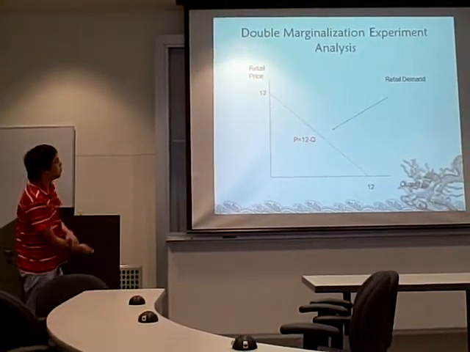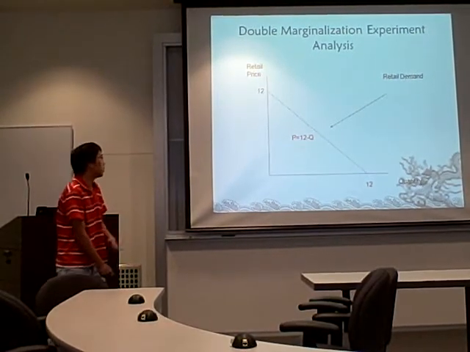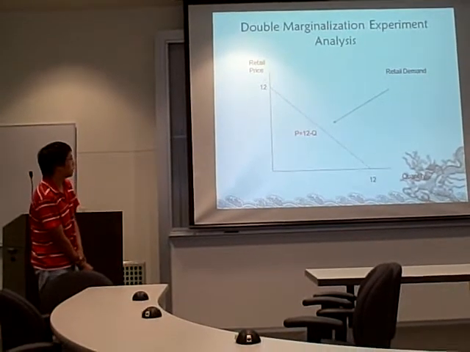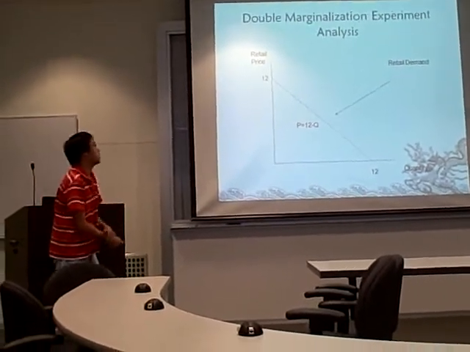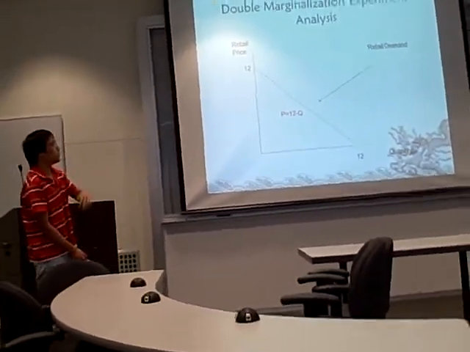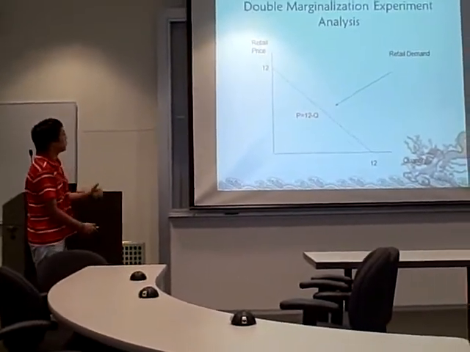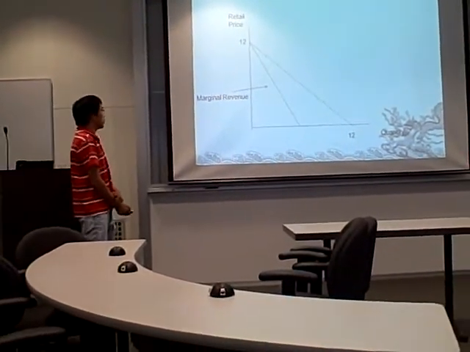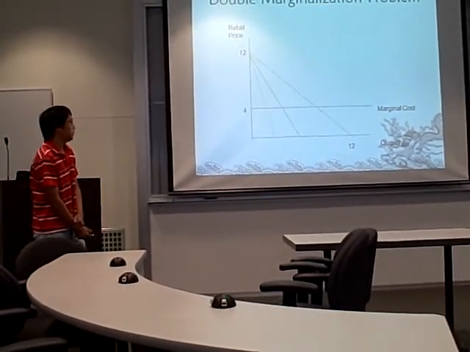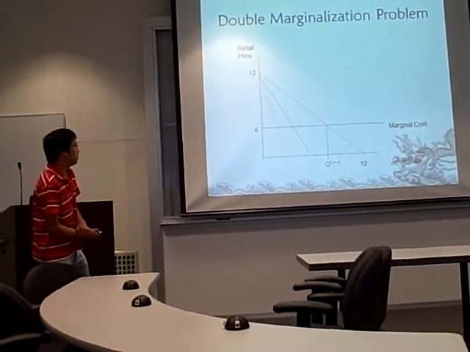Assume retailers face a demand of P equals 12 minus Q. So the total demand if the product is free is 12, and if the retailer sets the price at 12, then basically the quantity will be 0. This is retail demand. Given retail demand, we can easily calculate the marginal revenue curve. Assume the marginal cost is 4.